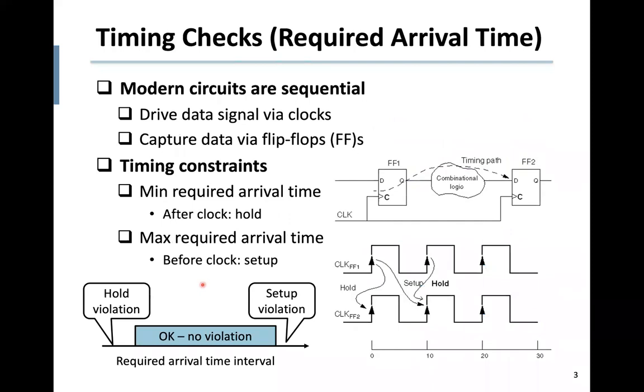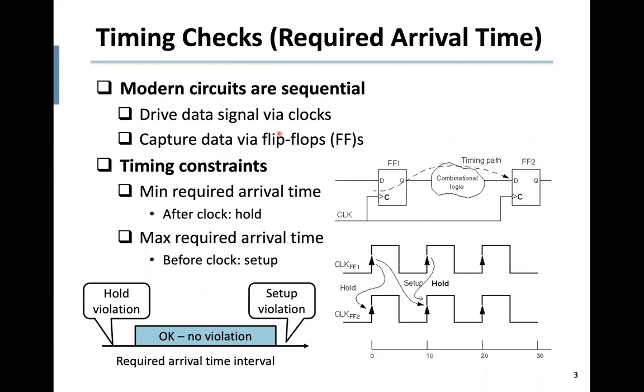There are two fundamental checks in STA. A check is nothing but a timing constraint. We need to see if any data path violates the timing constraint. The idea is, modern digital circuits are often sequential. We have a clock to drive the data path and flip-flops to capture the data. Everything happens synchronously with the clock.